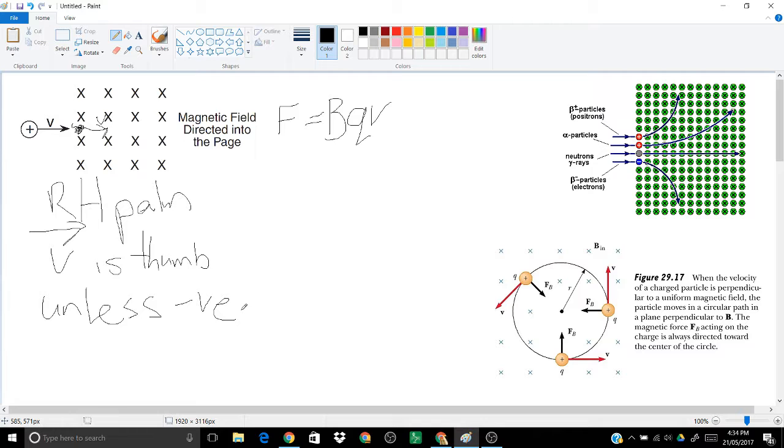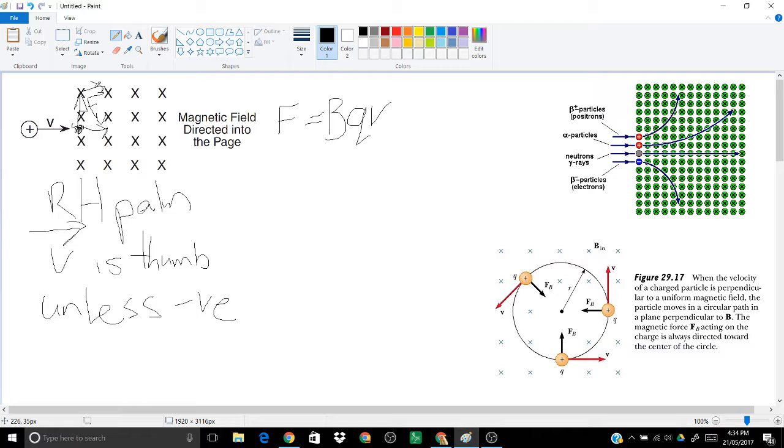But the palm rule says, okay, instead of current, you have velocity. Point your thumb in the direction of velocity, and your fingers go in the direction of the magnetic field, which is into the page. In this instance, the force will be going up the page. So that's your force.